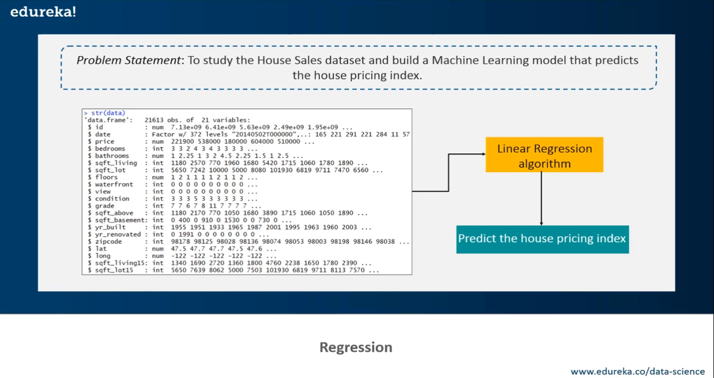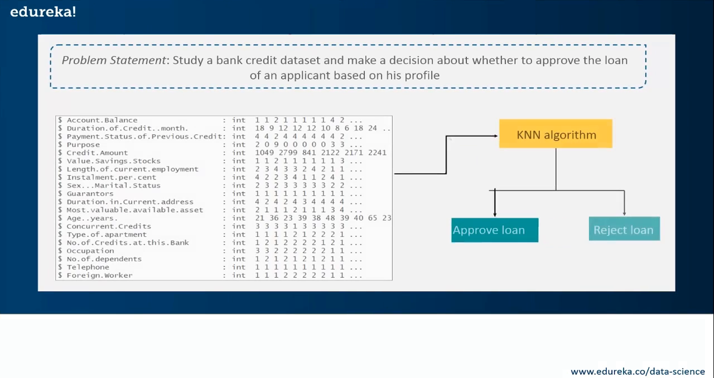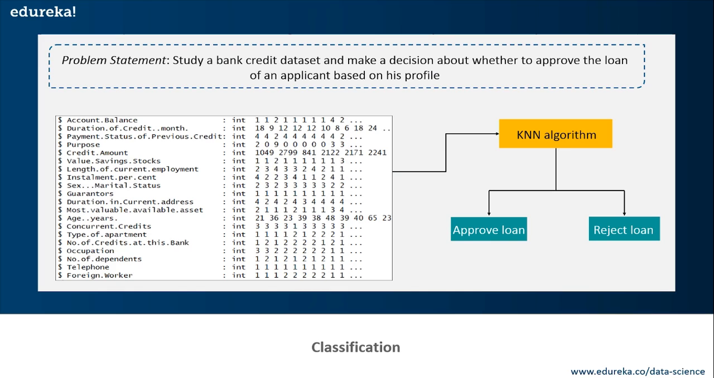So this is the data set and you can make use of linear regression algorithm in order to predict the house pricing index. Now let's look at our next question. Here the statement is to study a bank credit data set and make a decision about whether to approve the loan of an applicant based on his profile. Now read the question properly. What do you have to predict? You have to predict whether you can approve the loan of an applicant or not.